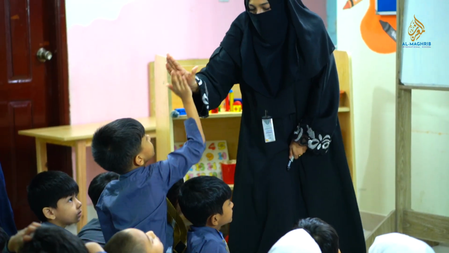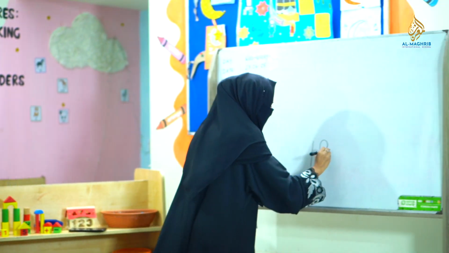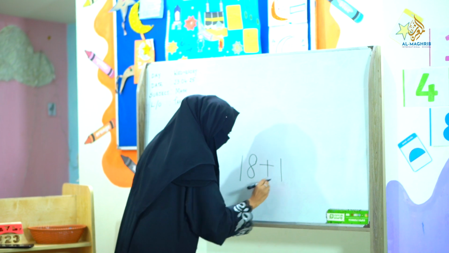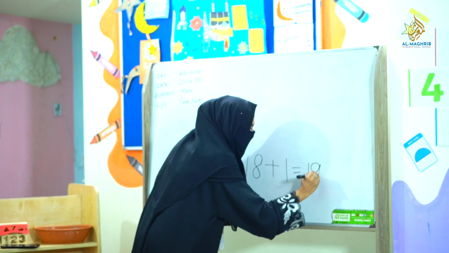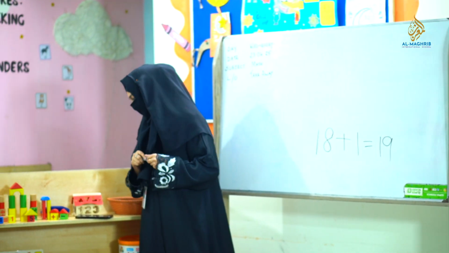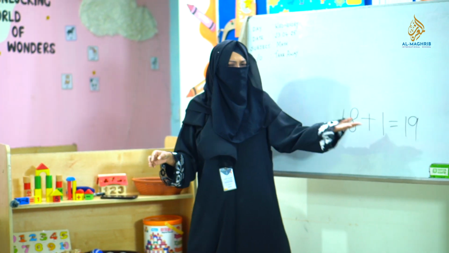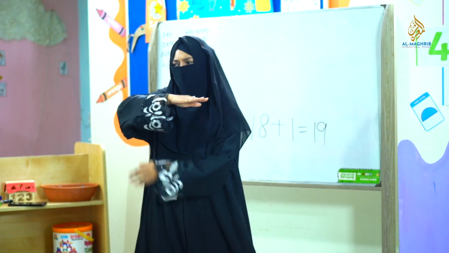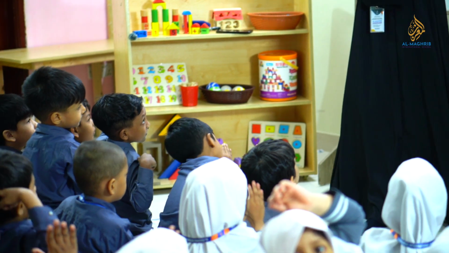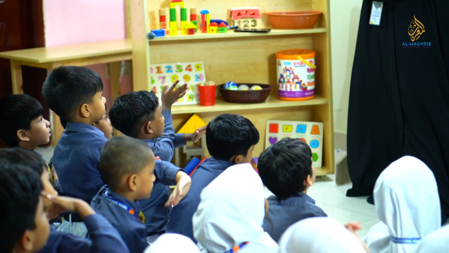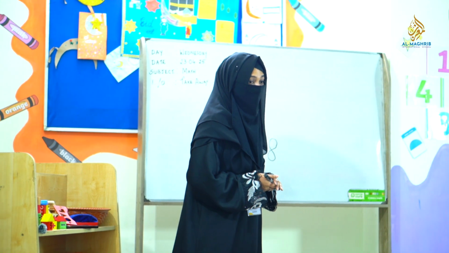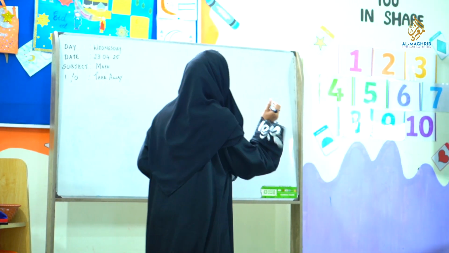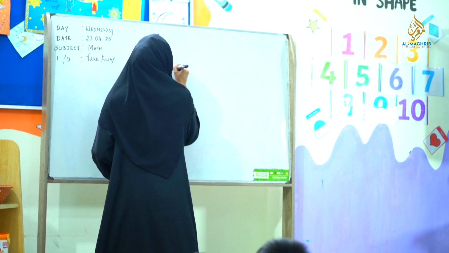MashaAllah. So, one more than 18 is 19. So when we have one child more, are we adding or taking away? That's correct. Okay, so today we are going to learn taking away. All right?